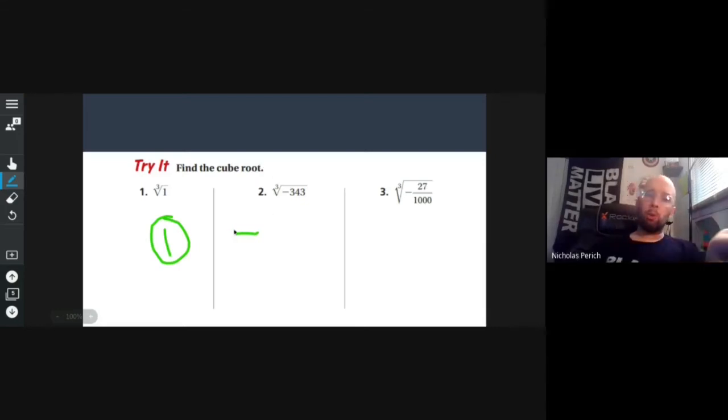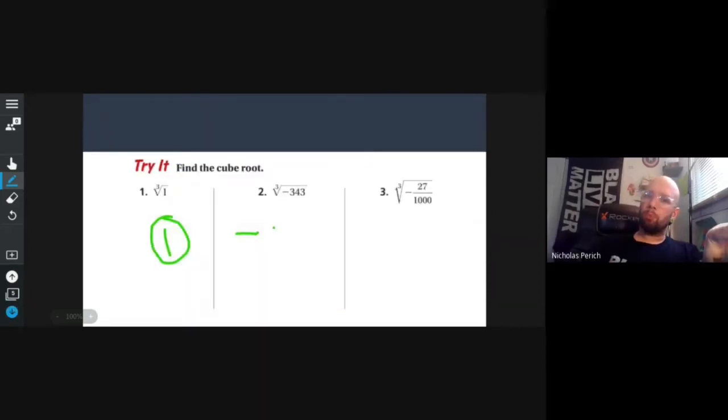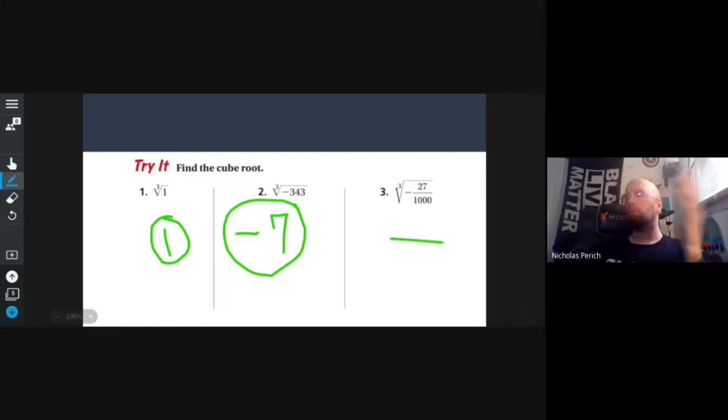So what's the cube root of 343? 7. Problem 3. The cube root of a fraction. I know what I do. If it's any similar to a square root, then the cube root of a fraction is going to be a fraction. Oh, look, a negative.